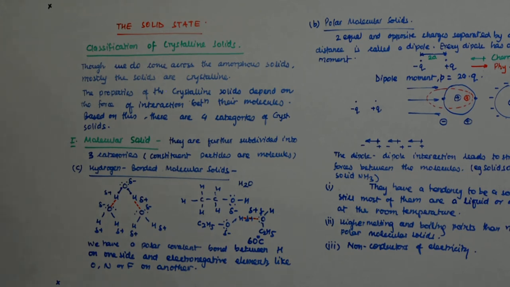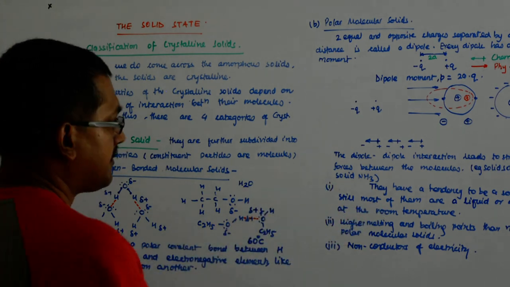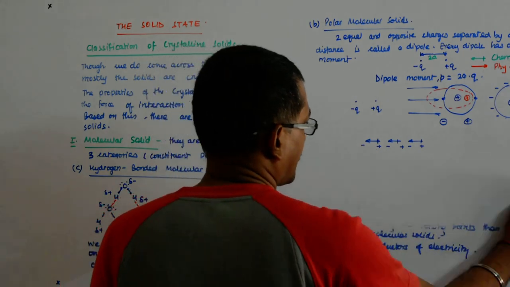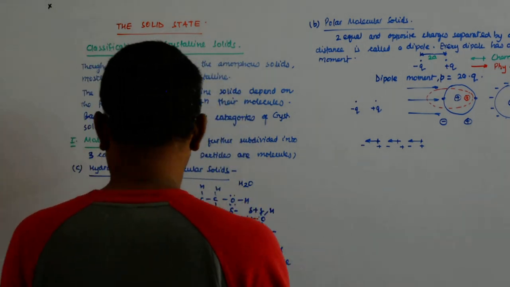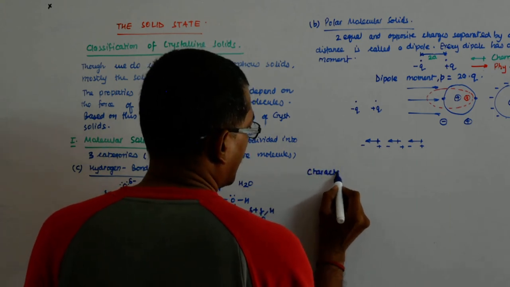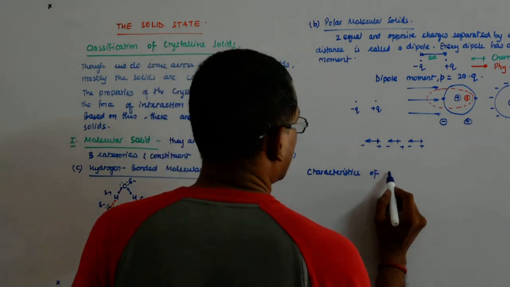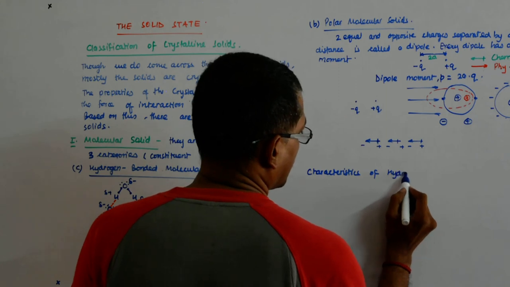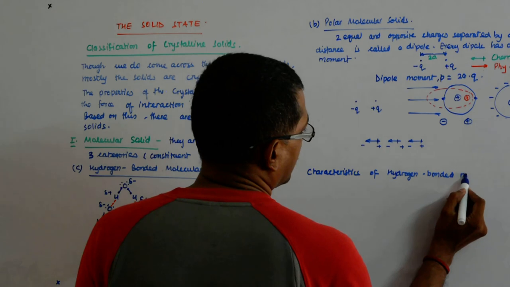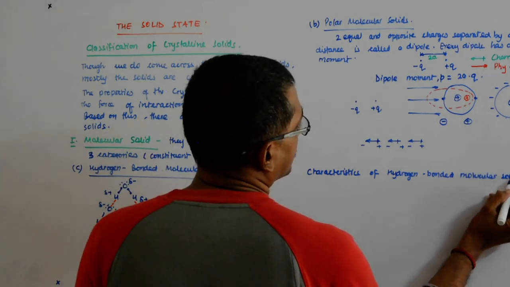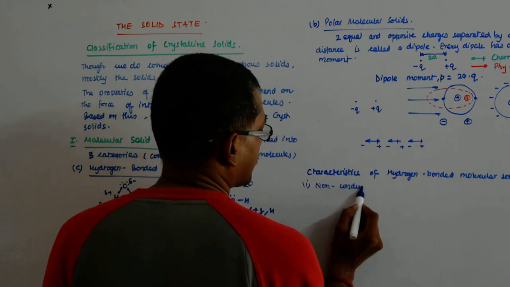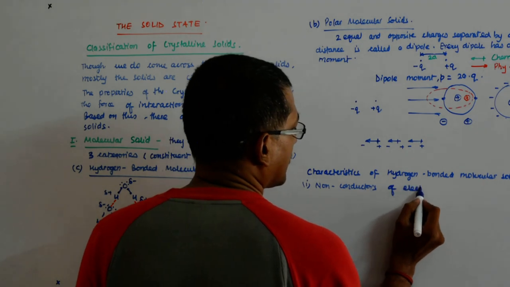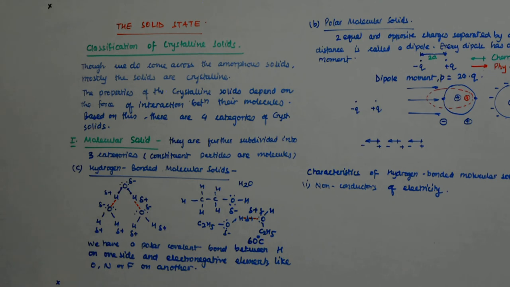And what are the characteristics? Hope you've written this, I should erase it. So the characteristics of hydrogen bonded molecular solids are, number one, they are non-conductors of electricity. Still they are non-conductors of electricity.